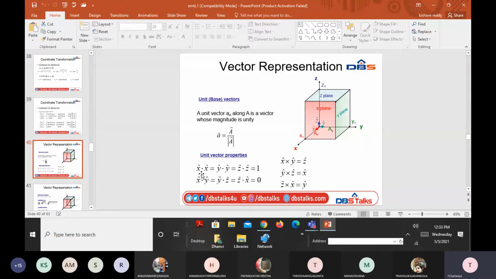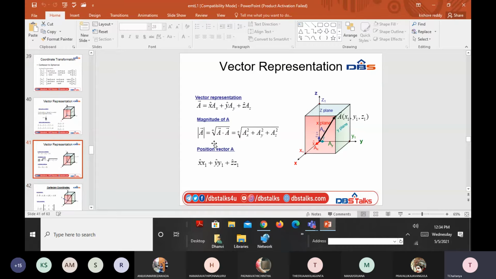In the dot product property, we will have x dot x, y dot y, z dot z equal to 1. The identity of a vector: x dot y, y dot z, z dot x becomes 0. For the curl, x cross y is equal to z bar, y cross z equal to x bar, z cross x equal to y bar. So these are the cross product as well as the dot product properties.